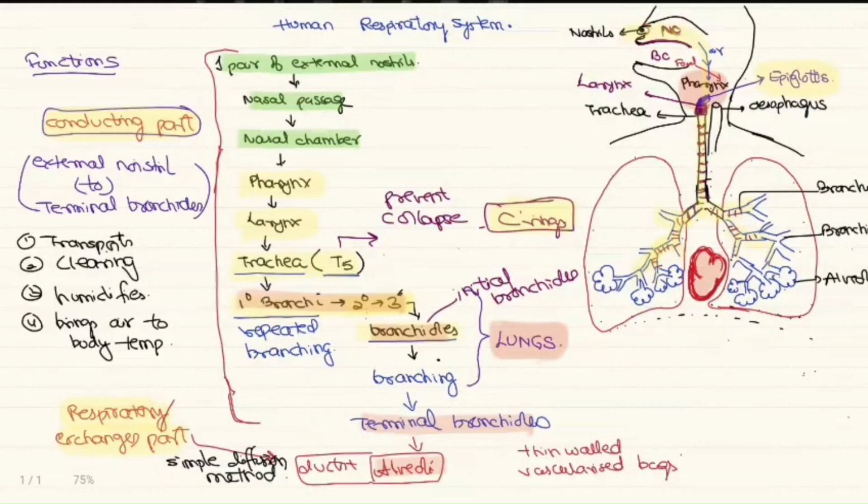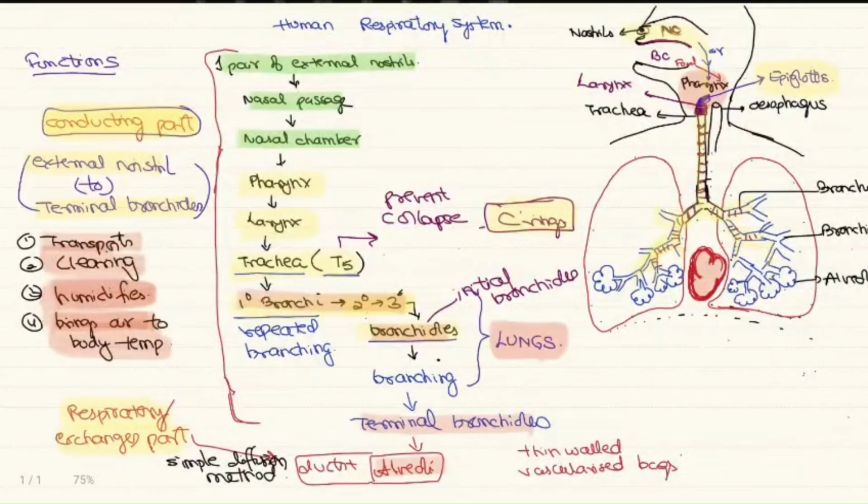Function-wise, we can divide the system into two parts. The conducting part, starting from the nostrils to the terminal bronchioles, helps in the transportation of the air. It helps in clearing or filtering the air, and humidifies the air so that it comes to body temperature. This is also called conditioning.